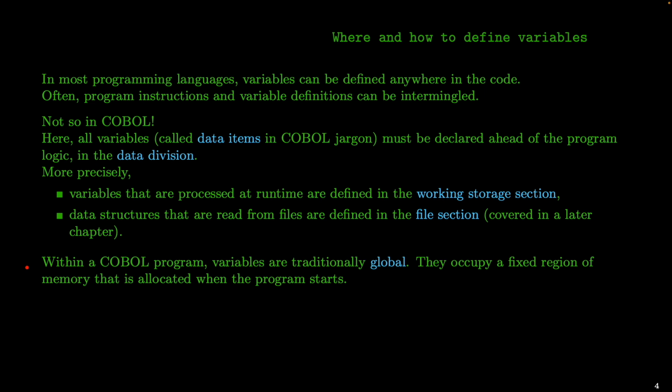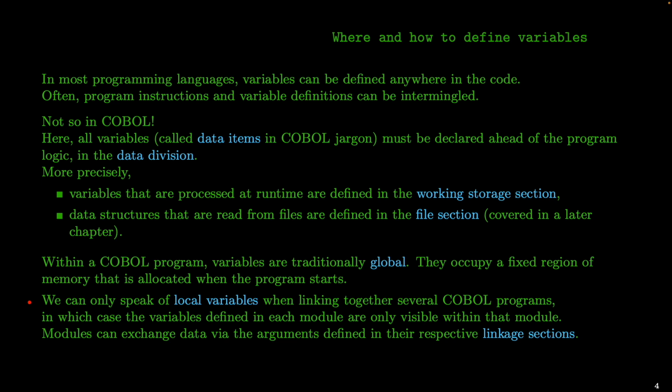Variables in COBOL are traditionally global variables. That is, the whole program can see them, and a variable name has to be unique throughout the whole program. Otherwise, we will get an error. And the memory is reserved at the time when the program starts, so there's no dynamic memory allocation where you could create a variable later on and reserve memory for it. This has to be done when the program starts.